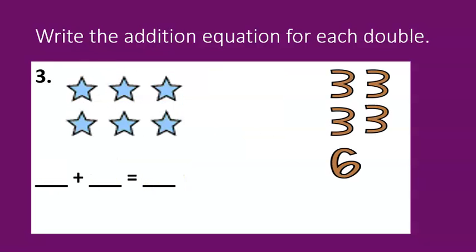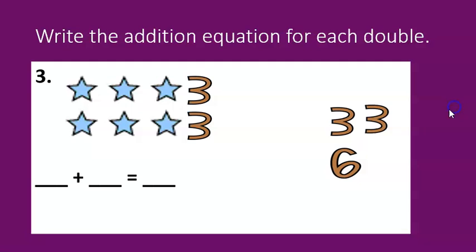Now let's come here to this next example. Now, just by looking at these stars here, is this a doubles fact? Are there the same amount of stars on the top? Are there the same amount of stars at the bottom? Let's count. 1, 2, 3. There are 3 stars on the first row, so Mr. Big A is going to put 3 here. Let's count the bottom. 1, 2, 3. So we have 3 at the bottom. So boys and girls, is this a doubles fact?